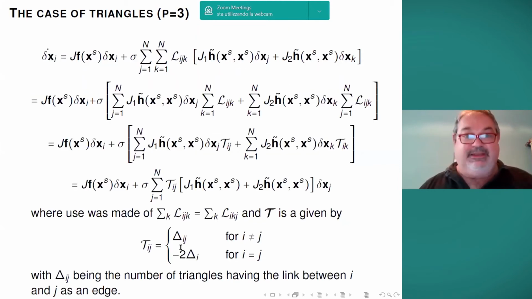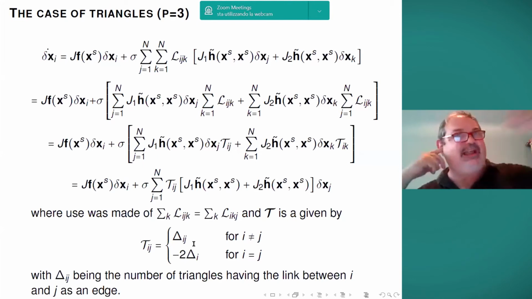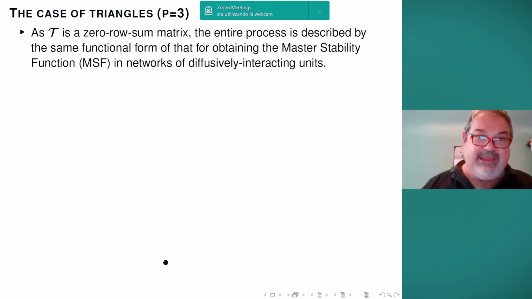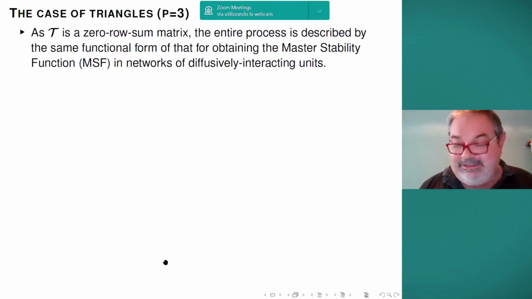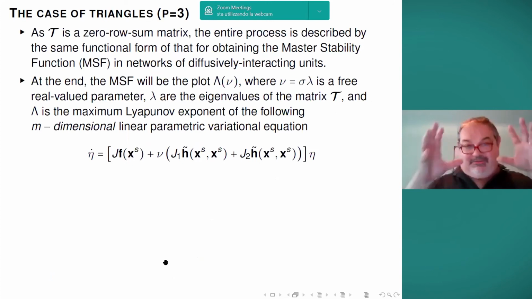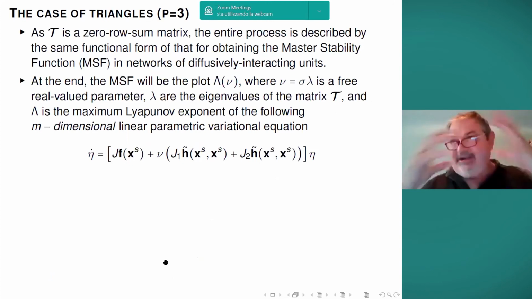Now, this is a sort of generalized Laplacian. I will then generalize for every kind of P. And again, it's a zero-row sum matrix. So once again, you can take the diagonalization of this matrix. You will have a basis. You will now project the error vector into this basis.